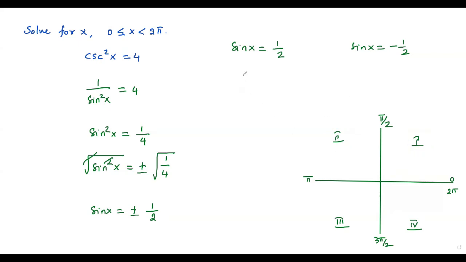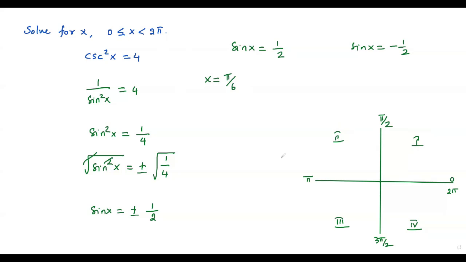First, let me find the angle measure in the first quadrant for which the value of sine is positive 1/2. We can use a trigonometric ratio table or the unit circle. To get the angle measure for which the value of sine is 1/2, clearly it's 30 degrees. We can write it in radians, because the limits for x are given in radians, so we have to write the angle measure in radians. 30 degrees can be written as pi over 6.